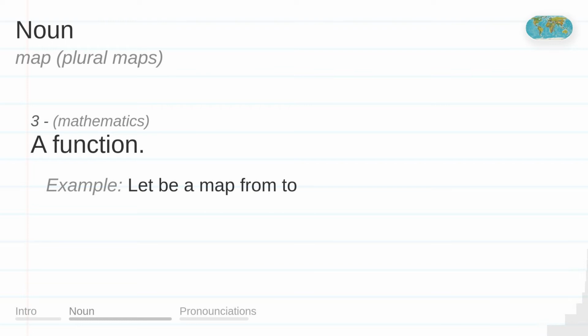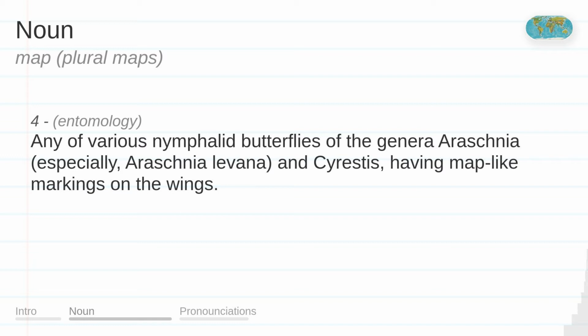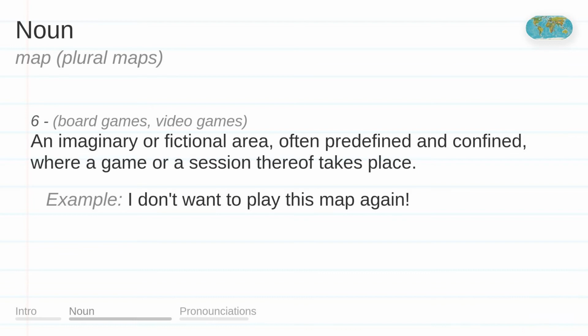Any of various nymphalid butterflies of the genera Erationia, especially Erationia livana, and Cirrhestis, having map-like markings on the wings. The face. An imaginary or fictional area, often predefined and confined, where a game or a session thereof takes place. Example: I don't want to play this map again.